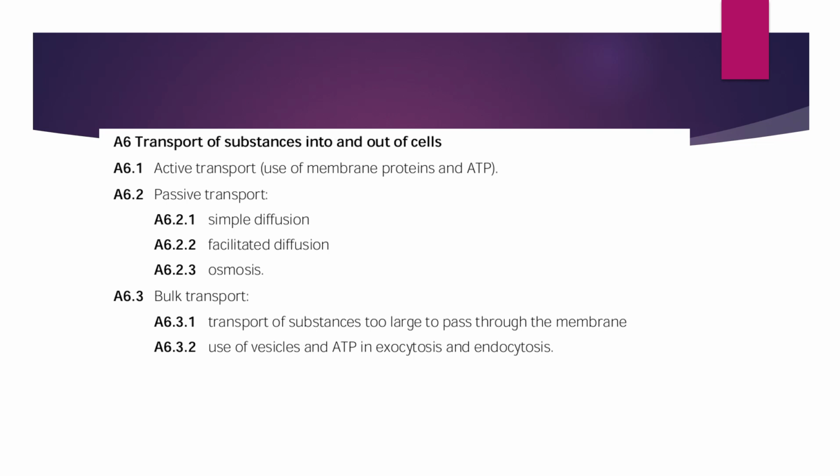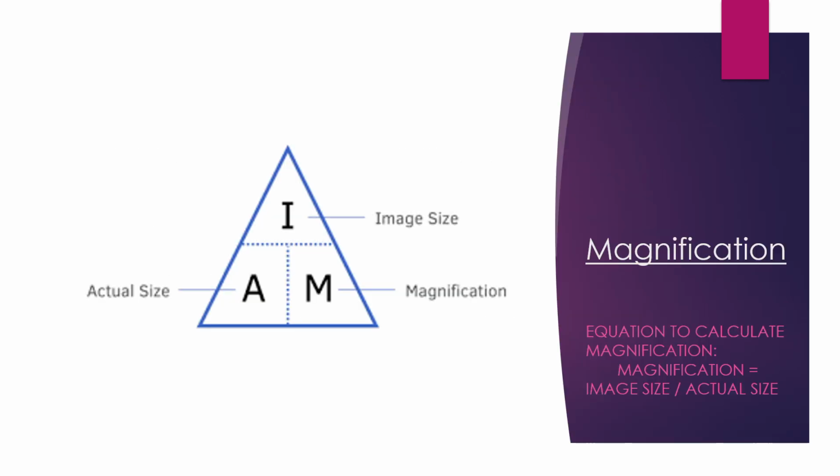You've got active transport, use of membrane proteins and ATP; passive transport, simple diffusion, facilitated diffusion, osmosis; bulk transport, transport of substances too large to pass through the membrane, use of vesicles and ATP in exocytosis and endocytosis.